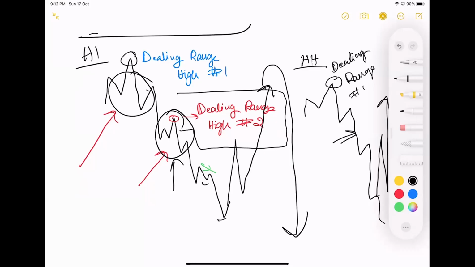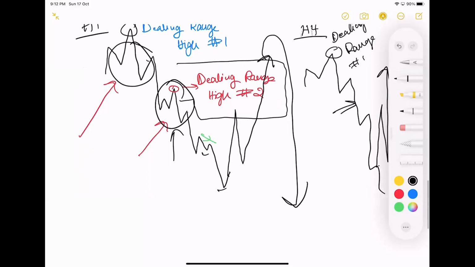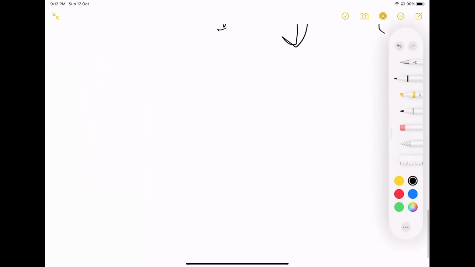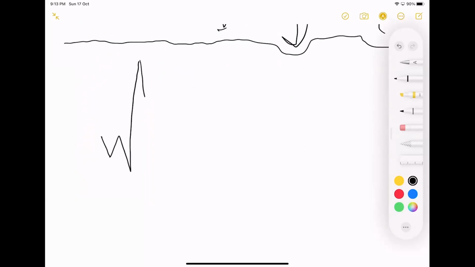Okay, all right. Then next up, let's talk about balanced price ranges. Okay, now here's the thing. Balanced price ranges, in the earlier videos that I've spoken about balanced price ranges, right? I said that it's going to look like this. Big displacement comes back to this portion and then goes up.